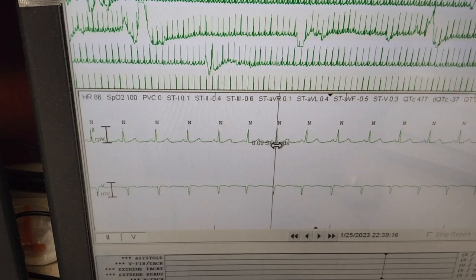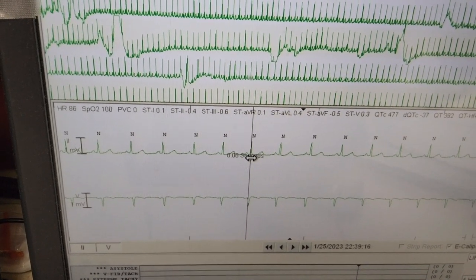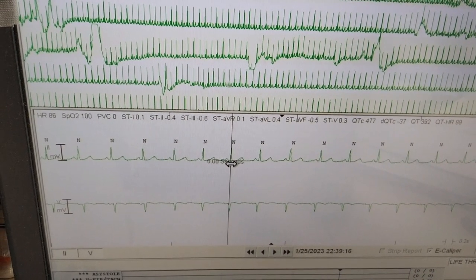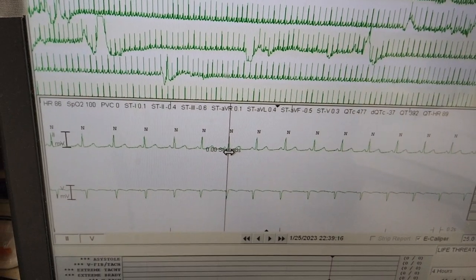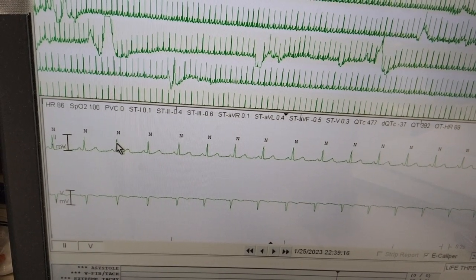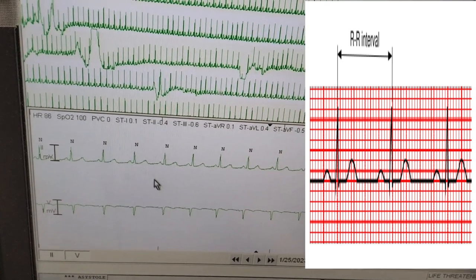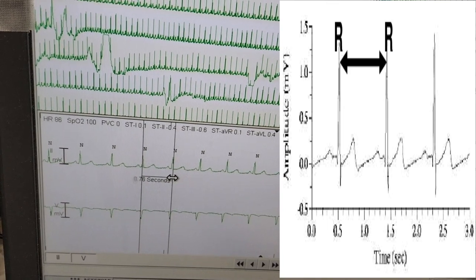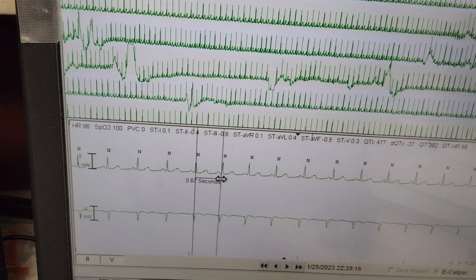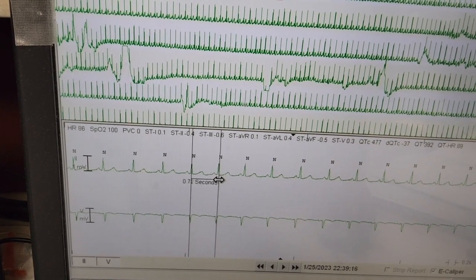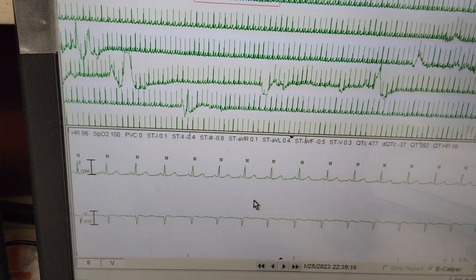Now to calculate the rhythm, we want to see if there is equidistance between the R waves. That is, if the distance from one R wave to another R wave is the same or fairly the same. So in this case, let's start from here. This R to R is 0.75, this is another R to R, that is 0.76, not bad. From here to here, that is 0.70, not really bad. From here to here, 0.71. So we can say that it is fairly regular.